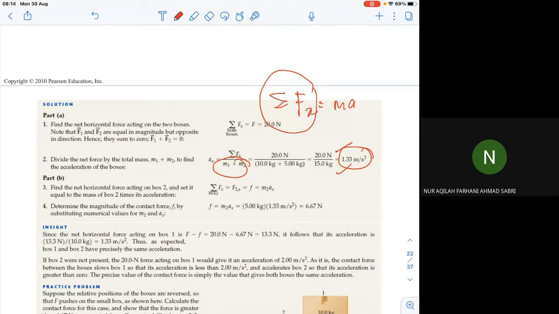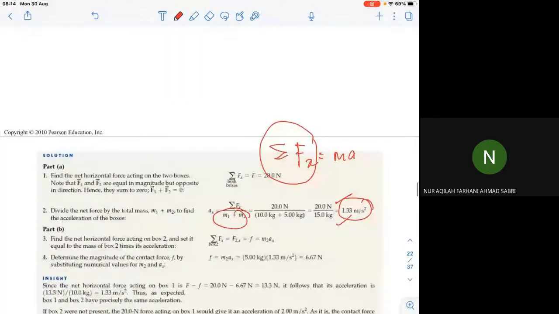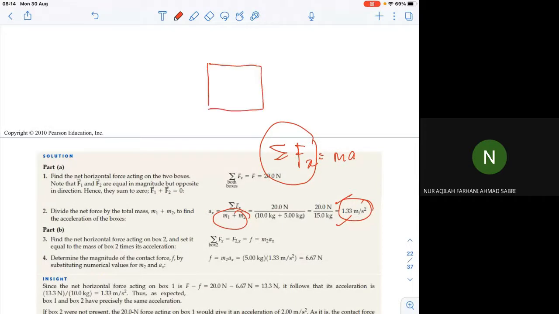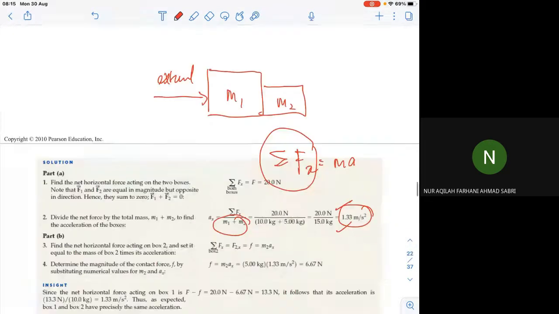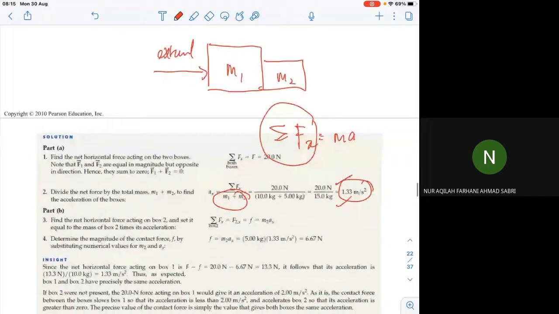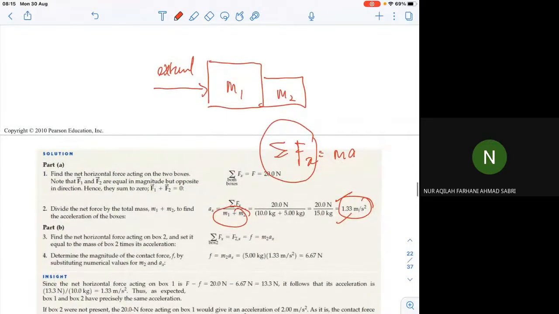For this part, find the net horizontal force acting on box 2. It isn't influenced by the external force, because it is isolated from the external force. You can see here, this is box number 1 and this is box number 2, M1 and M2. At M1 there is some external force. We don't want to calculate the force between the boxes using the external force, but we need to know what happens here.